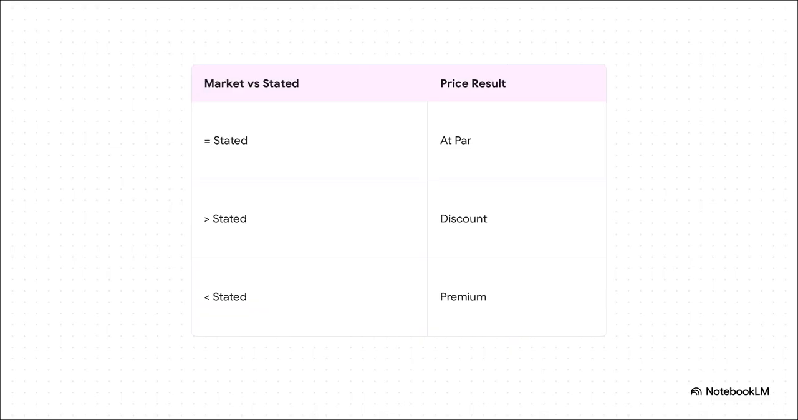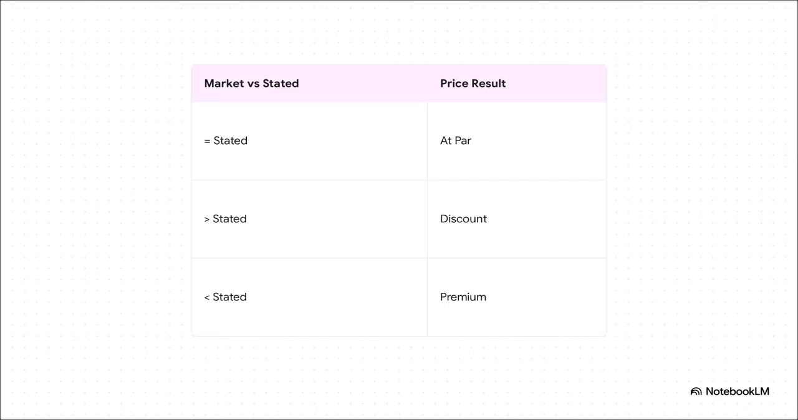Okay, let's look at the actual math behind how this plays out. If the current market rate equals your bond's stated rate, boom, it sells at par. Face value. Easy. But what if the market rate is higher? Well, nobody's going to buy your bond for full price when they can get a better deal elsewhere, right? So you have to offer a discount. Your bond is sold at a discount. Conversely, if your bond pays a stated rate that's higher than the current market average, investors are going to fight over it. They will gladly pay a premium.